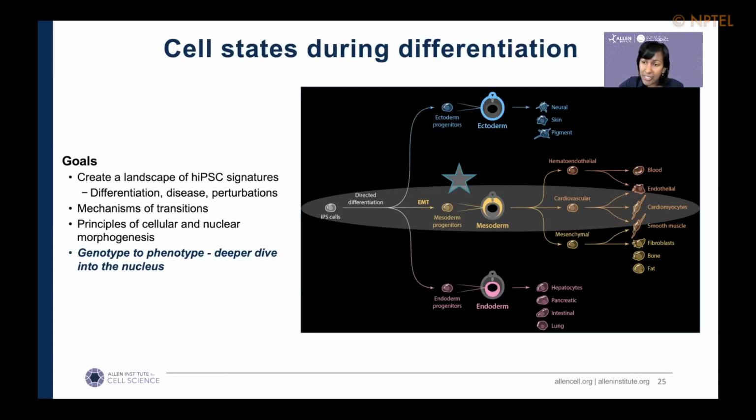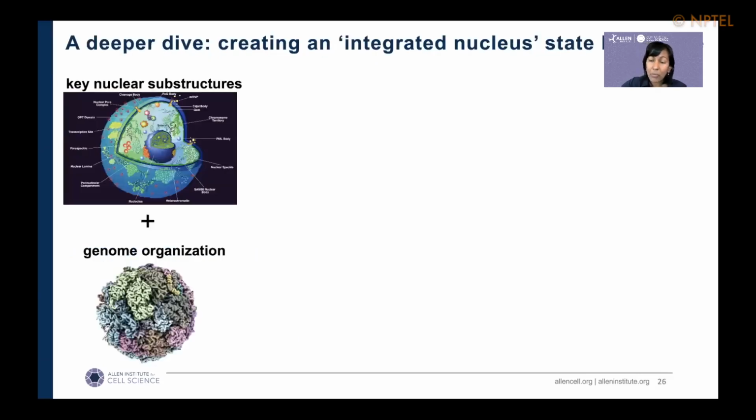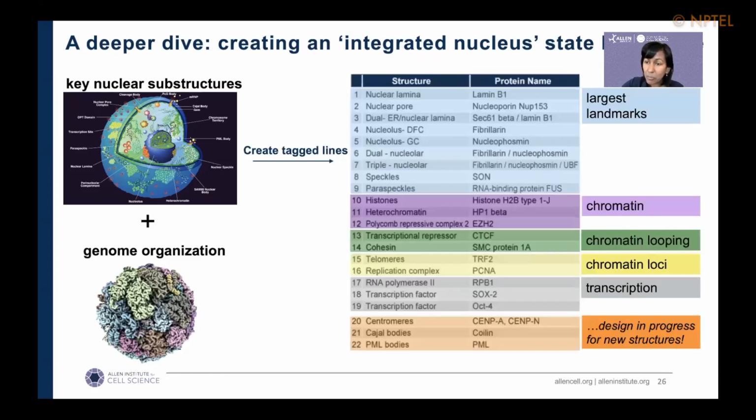And we want to visualize this. We don't want to just sequence it. We want to visualize it. So to do that, we are now starting to do gene editing to have cell lines that represent the different parts of the nucleus that regulate that 3D genome. And to do that, we are creating a collection of nuclear lines, about 20 of them, that mark the major landmarks of the cell. We have done some of these already, like the nuclear lamina and the nucleolus, but we are adding others. And this is where we are also creating lines where multiple substructures are tagged.